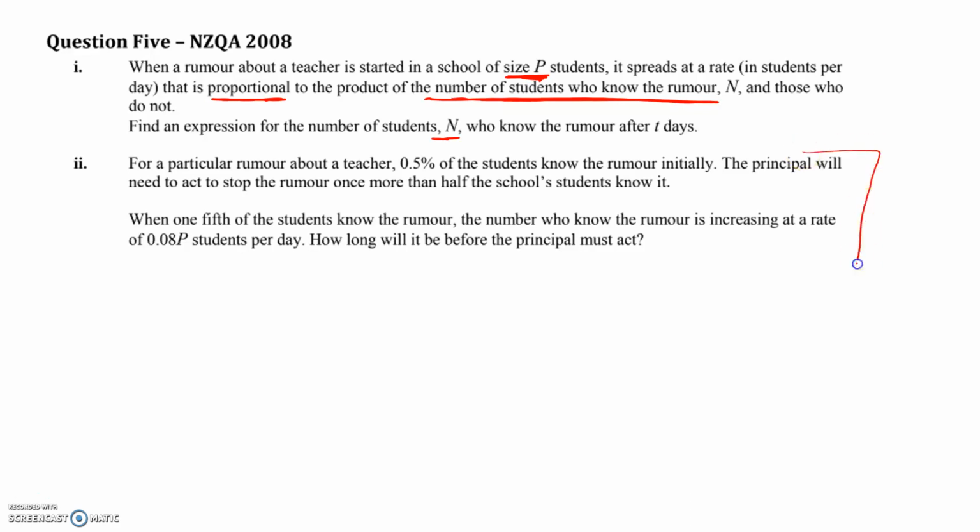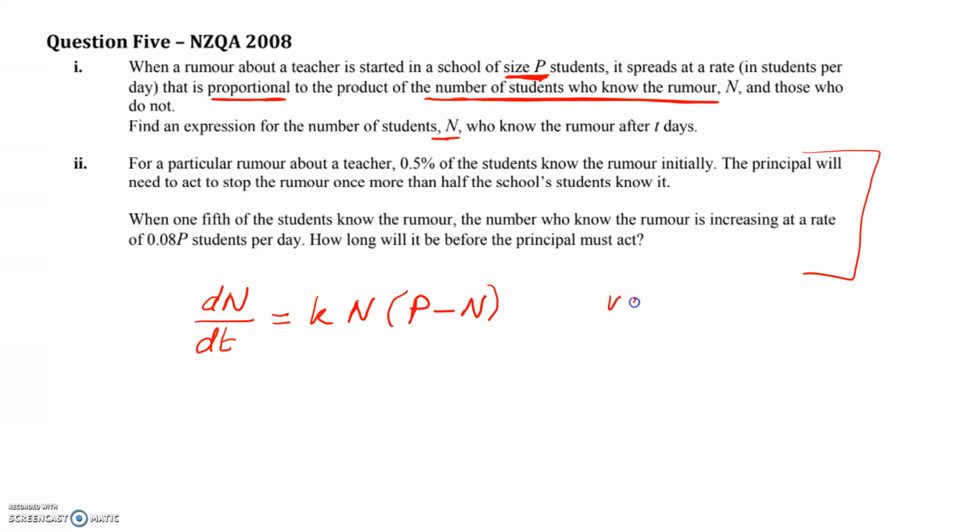The second part of the question is going to make us solve the differential equation and get what we call a particular solution. So I think one of the tricky things to remember here is that we're going to have an N and we're going to have a P. So the rate of change that we're working with is dN by dt. Okay, so that's the rate at which the number of students who know the rumour changes. So dN by dt is proportional, K, to the product of the number of students who know the rumour, N, and those who don't. So those who don't will be the total school population minus those who do.